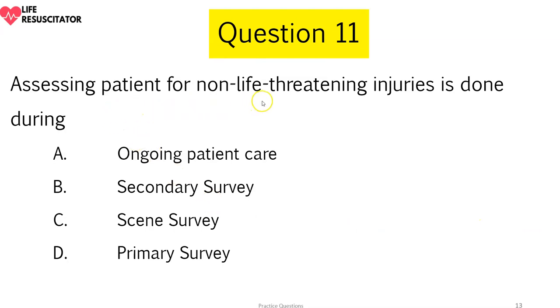Assessing patient for non-life-threatening injuries is done during A. Ongoing patient care, B. Secondary survey, C. Scene survey, D. Primary survey. So assessing patient for non-life-threatening injuries is done at what stage of emergency scene management? Choose the one that is the right one, and then we move to question 12 or 13.